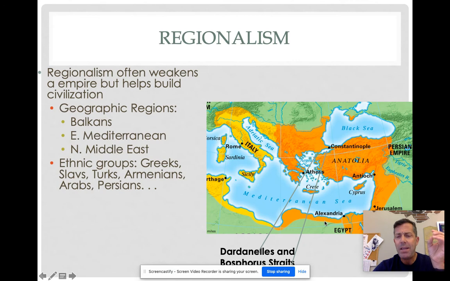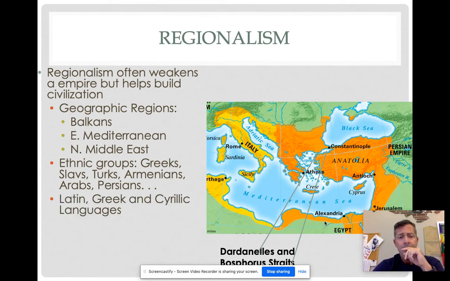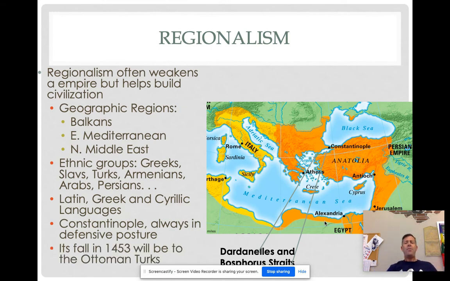And each of these are going to be different ethnic groups. And yes, each has its own different food, its different language, its different traditions and norms. So they speak Greek, they speak Latin, they even help create a language called Cyrillic. Later slide. Now, because of this, Constantinople always seems to be in a defensive posture by both its own regions and outsiders in the Islamic world. It eventually falls to the Ottoman Turks in 1453. A big reason why Unit 1 ends in 1450 because of the fall of Constantinople.